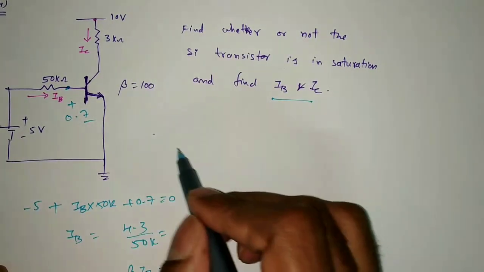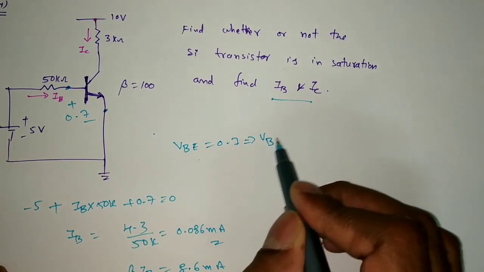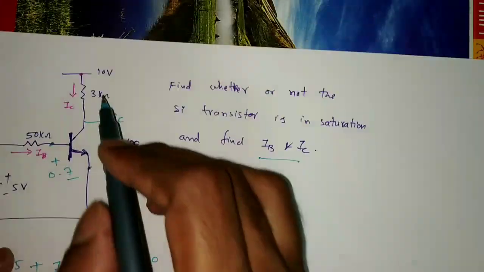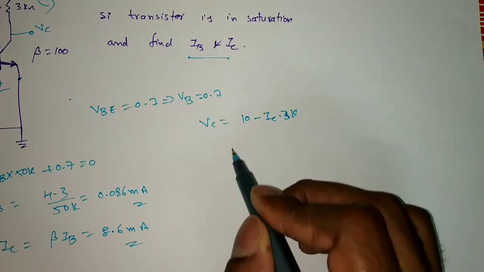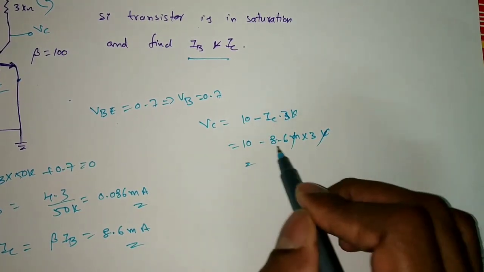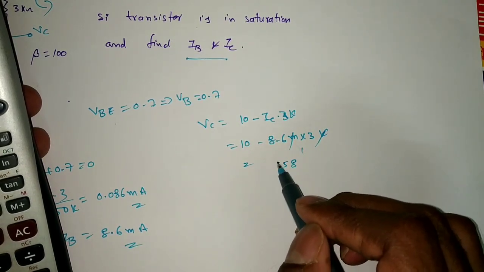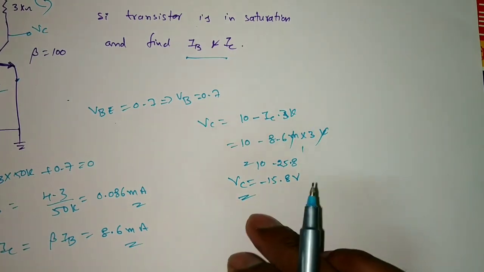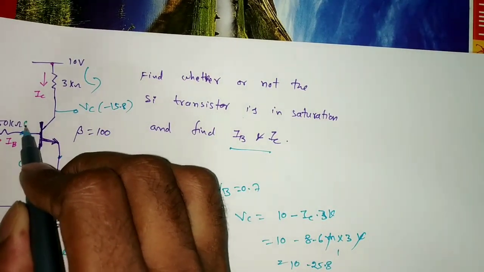Now we need to see whether the collector bias junction is reverse bias or not. From this we can find VBE is 0.7, the emitter is connected to ground, so VB is equal to 0.7. How to find VC? Simple, VC is equal to VCC minus IC RC, or apply KVL. VC is 10 volt minus IC into 3 kilo, so 10 minus 8.6 milli into 3K, which gives minus 15.8 volts as VC. We should get VC positive in an NPN transistor. So this is minus 15.8, this is 0.7.